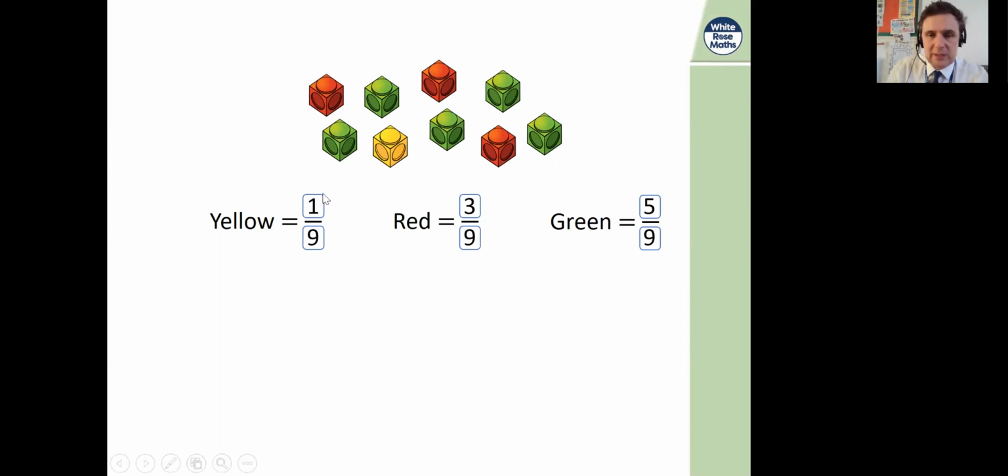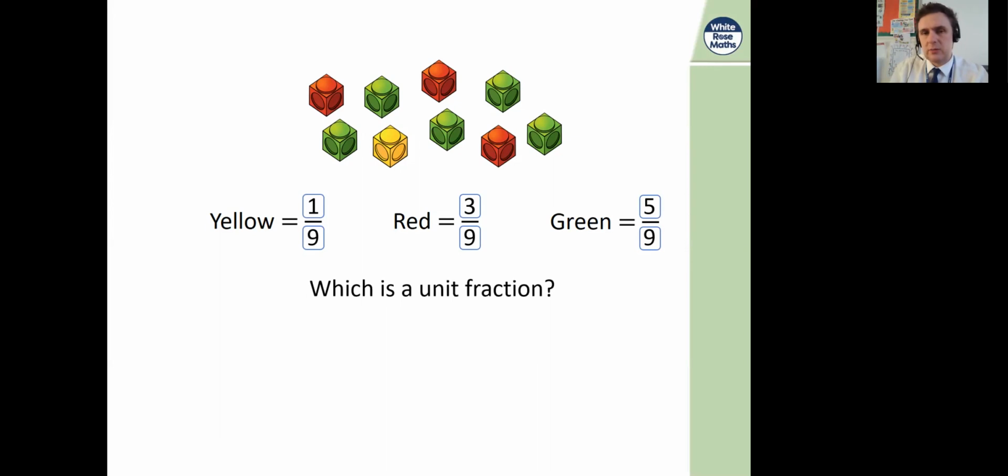What do you notice happens if we add together 1, 3, and 5? 5, add 3, add 1, we get 9. We had 9 altogether, so we know we've got that right because we've included all the parts.